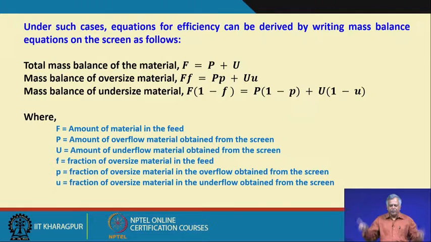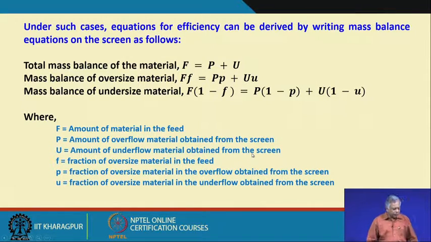That means, if the screen is run in a steady state condition, in a continuous mode where your input is equal to output, then you can write the mass balance of the material as F is equal to P plus U. What is F? F is the amount of material in the feed, that is how much you are feeding. That should be equal to the amount of overflow material obtained from the screen, P, and capital U is the amount of underflow material obtained from the screen.